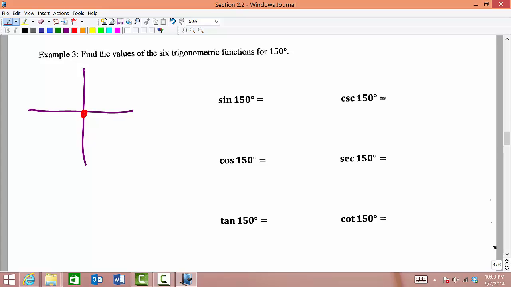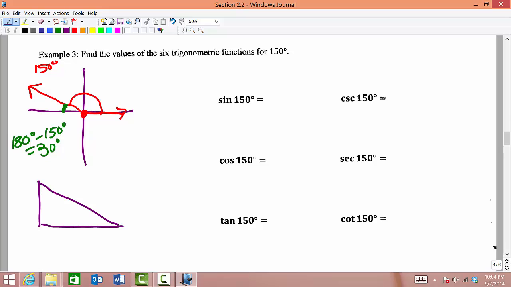So if I graph 150 degrees, my reference angle will be 30 degrees. So here's 150. If I have half a rotation, that will be 180. I'm going to take off the part that I don't want, the 150, and we see that the reference angle will be 30 degrees. Now, if I know what my reference angle is, I can actually use my special triangle.